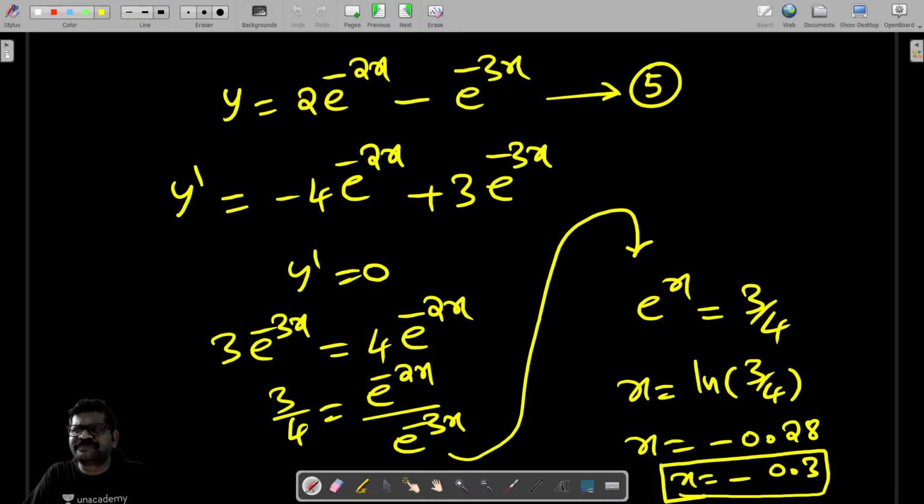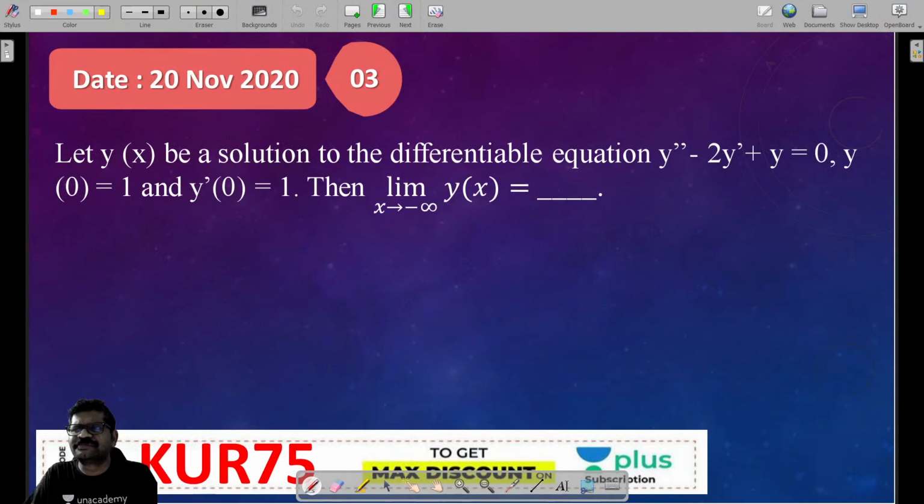Next problem. Now let y of x be the solution of the differential equation y double dash minus 2y dash plus y equal to 0, y of 0 equal to 1, y dash of 0 equal to 1.